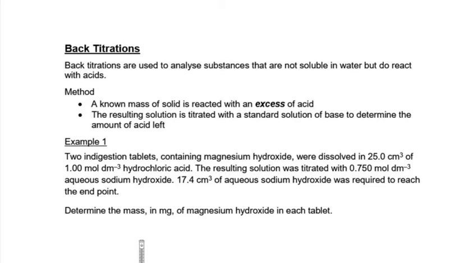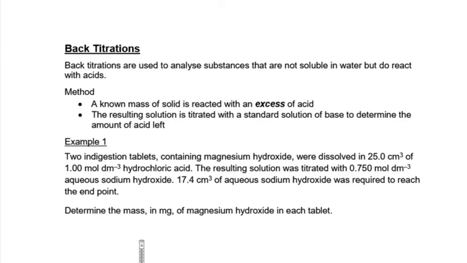In these titrations, what we're doing is trying to analyse things that we don't know enough information about to directly calculate, because they perhaps do not react directly in a titration. So in this section we're going to look at things that are not soluble in water but will react with acids. So we couldn't titrate them directly because we can't put them into solution and use them in a titration, but we can get them to react with an acid.